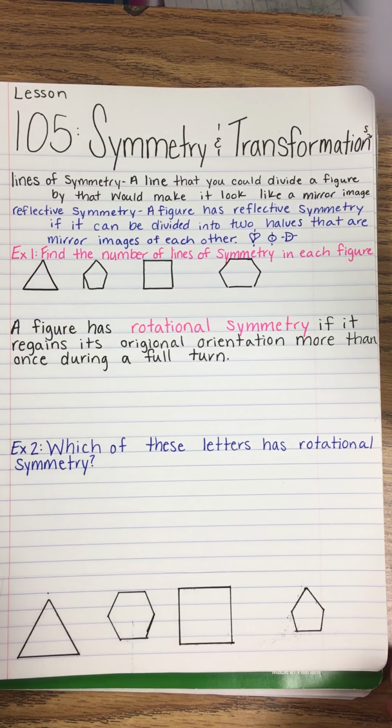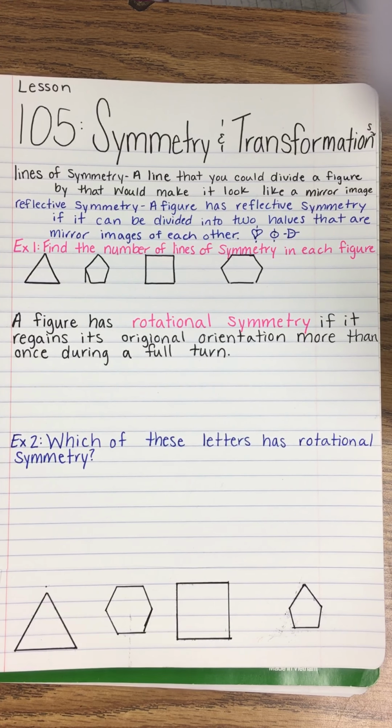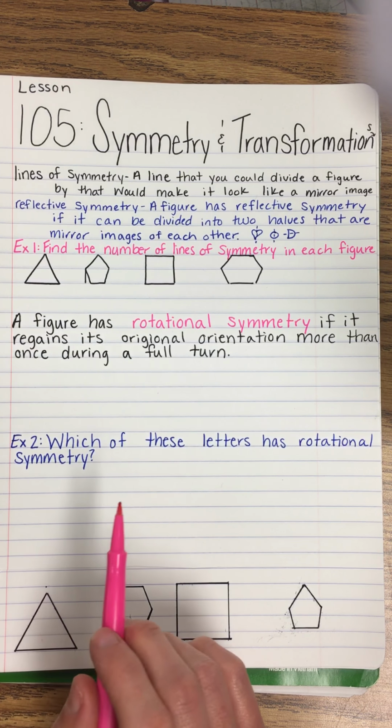Lesson 105, Symmetry and Transformations. You're going to remember that in lesson 88 we talked about transformations, and we're actually going to flip back to lesson 88 during this video so that we can use an example with that F that we cut out on that grid to look at some lines of symmetry and transformations there. But the first thing is the definitions here.